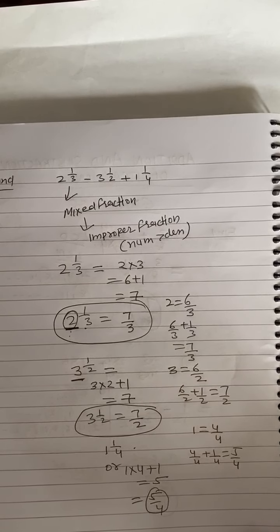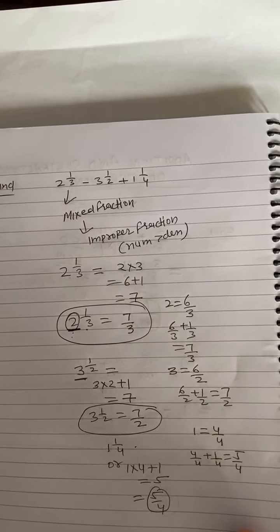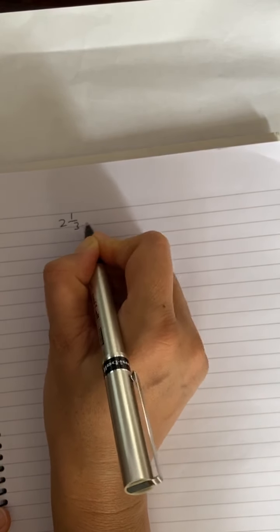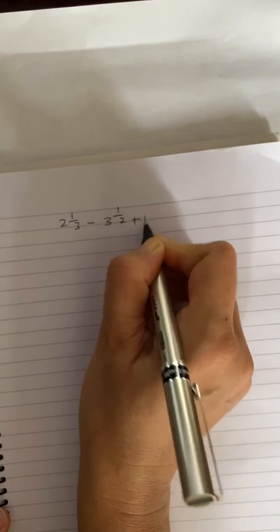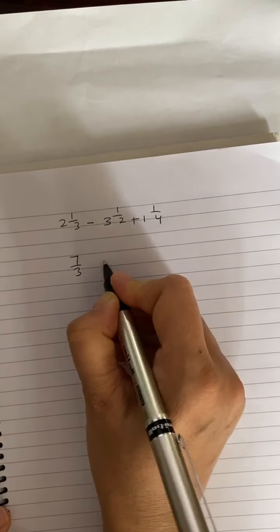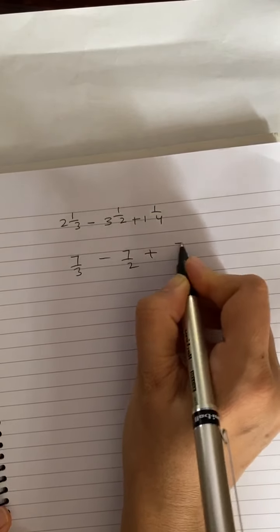So I'm going to write them. 2 1/3 is 7 over 3. I'm going to write down the statement again. So we had 2 1/3, 3 1/2, 1 1 over 4, and when we changed it, we got 7 over 3 minus 7 over 2 plus 5 over 4.